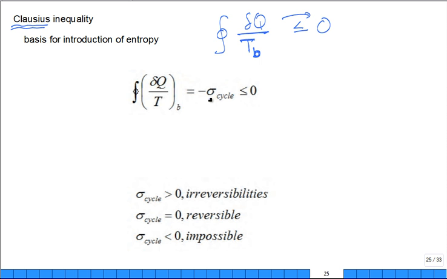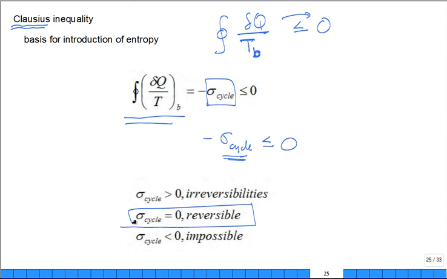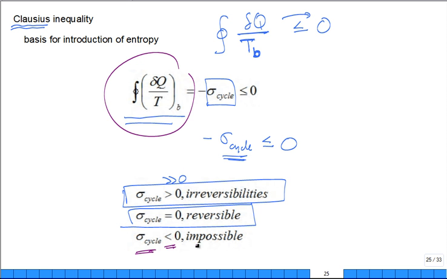So he said, I'm going to let this be equal to a negative measure of performance of the cycle, a negative sigma of the cycle, that will always be less than or equal to 0. When this sigma of the cycle is equal to 0, that's the best we can do. It's completely reversible. When it's greater than 0, there are irreversibilities present, lots of them. And if you predict that this cyclic integral is less than 0, that just says you violated the second law. It's impossible. It's never been observed, and we would predict that it would not be observable because it would not work.